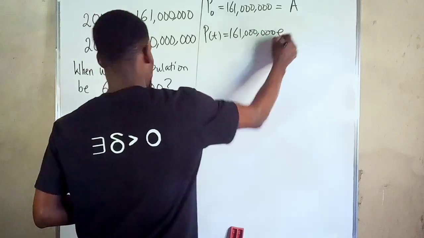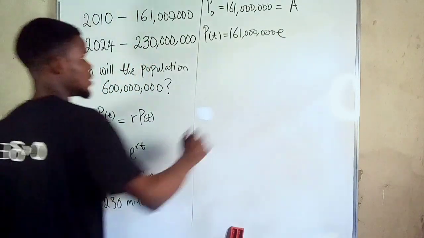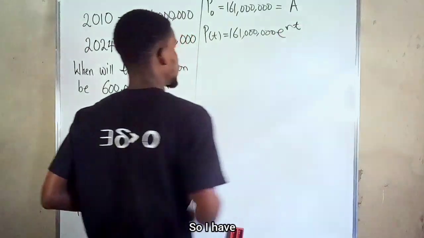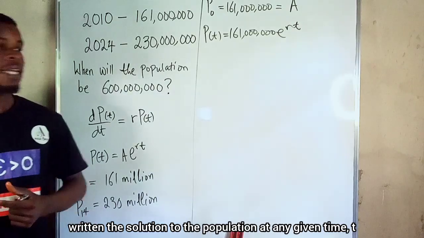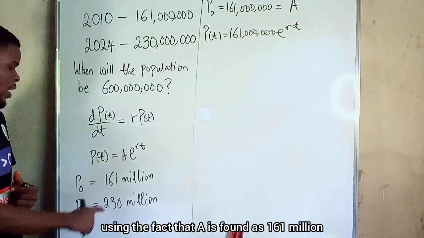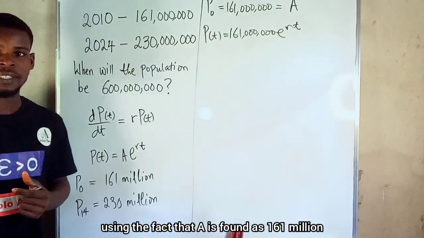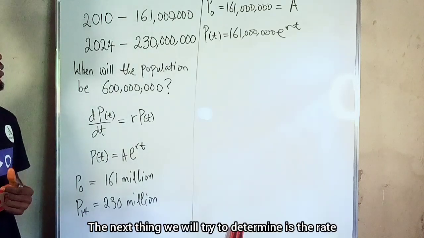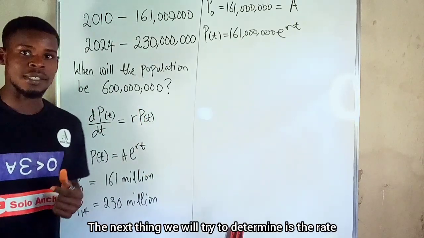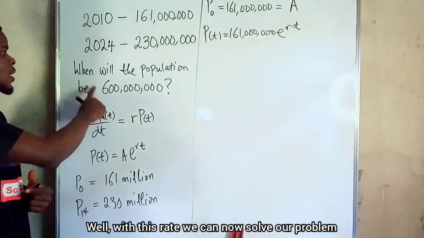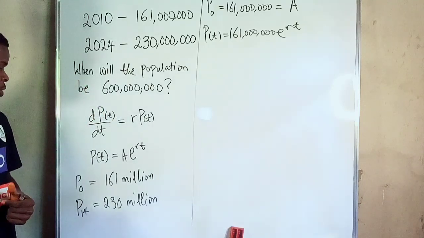Okay, then e to the power of RT. Great. So I've written the solution to the population at any given time t, using the fact that A is found as 161 million. The next thing we'll try to determine is the rate. With this rate, we can now solve our problem. So how do we do that?